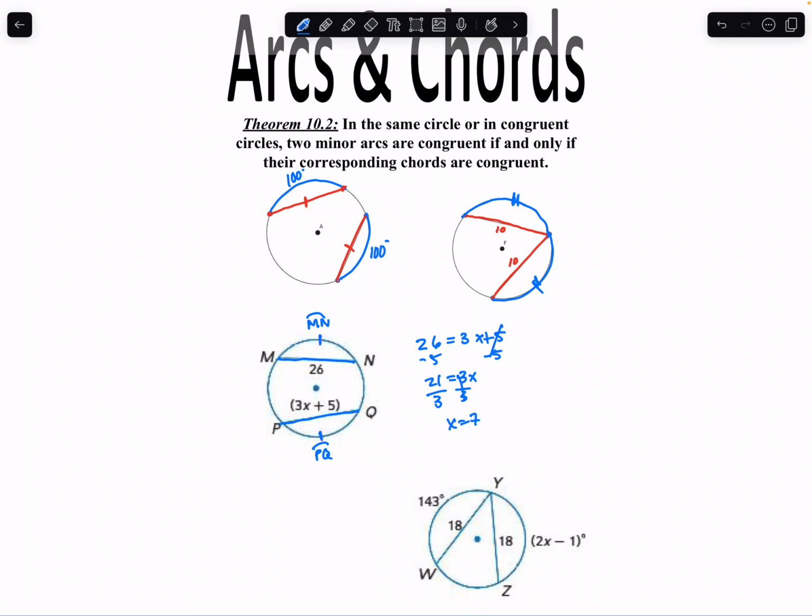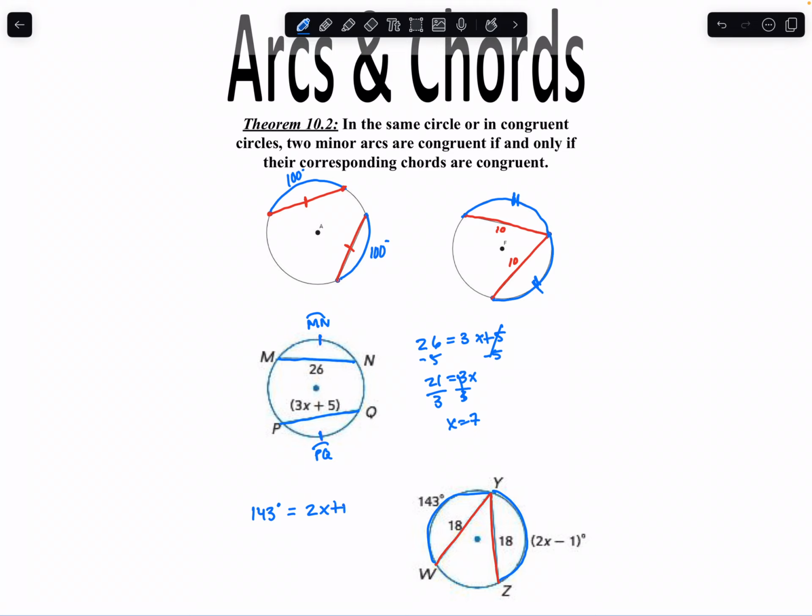As you can see in this other example, we have arc WY is 143 degrees. And we're given that this other arc on the other side is 2x minus 1. Since they're both the same chord, the same length, they're both 18, I can also say that the two arcs on the outside are congruent. So 143 degrees must equal the other arc, 2x plus 1.